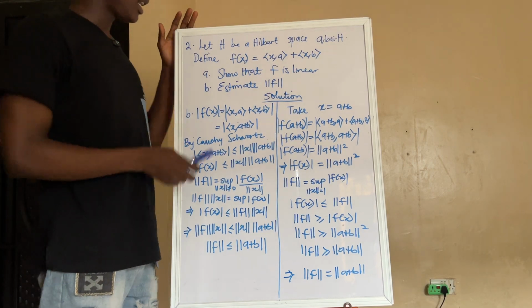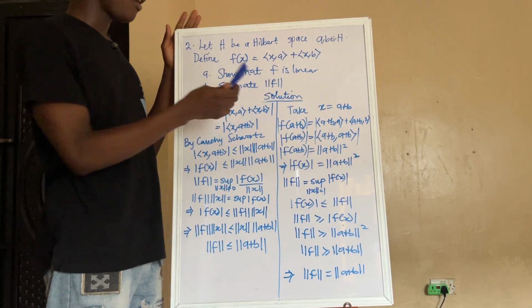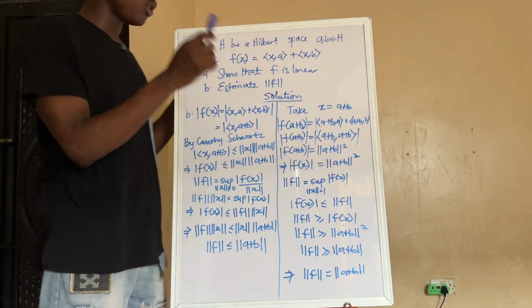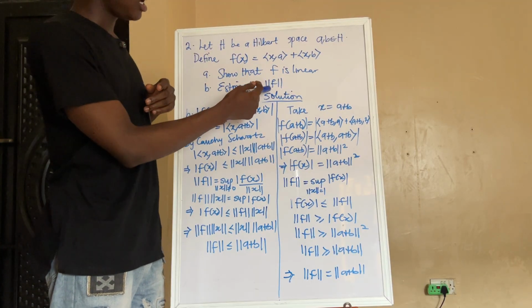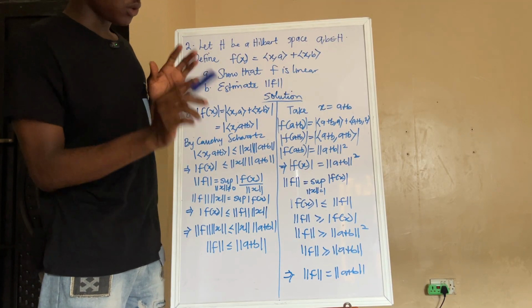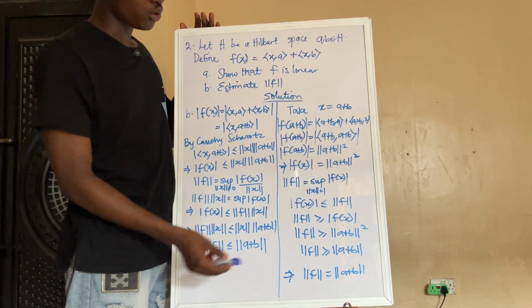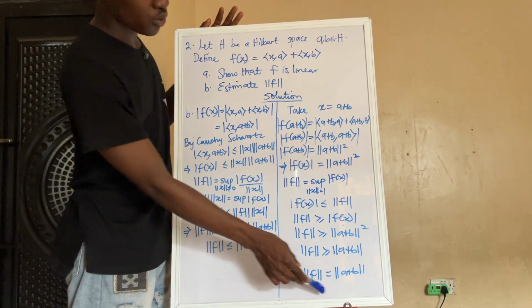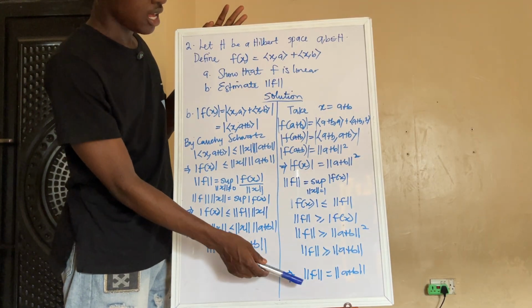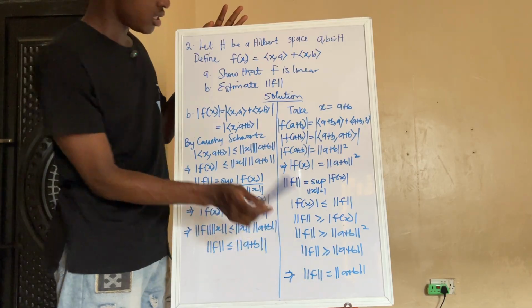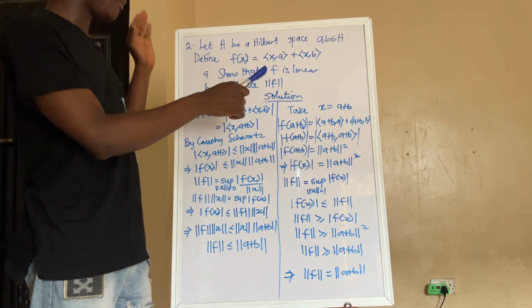For the second part of the question, they ask us to estimate the norm of f. Whenever we're asked to estimate the norm of something, what they want us to do is to show that the thing we're estimating, norm of f, is equal to something. We're not asked to show whether it is less than or equal to or greater than or equal to. We want to show that it is equal to something. That's why our final answer here is norm of f equal to this. So just know that whenever you're asked to estimate.